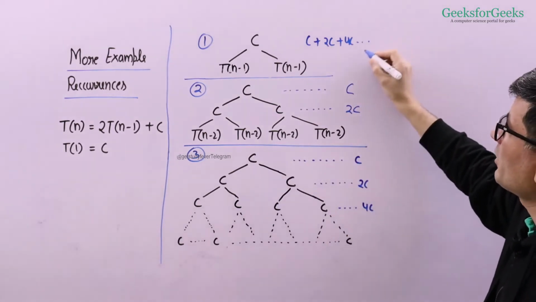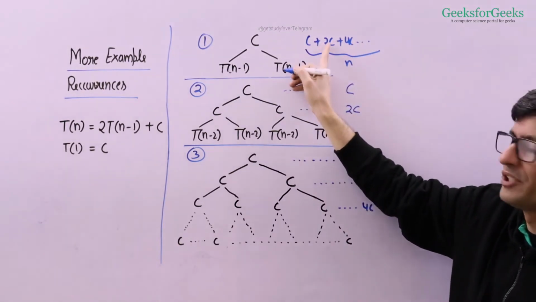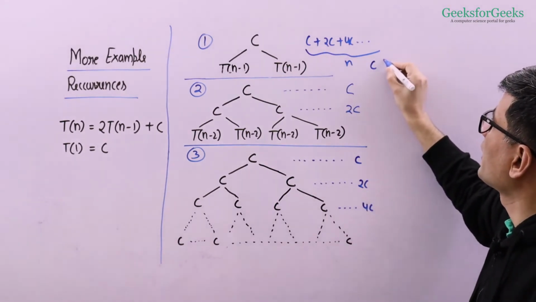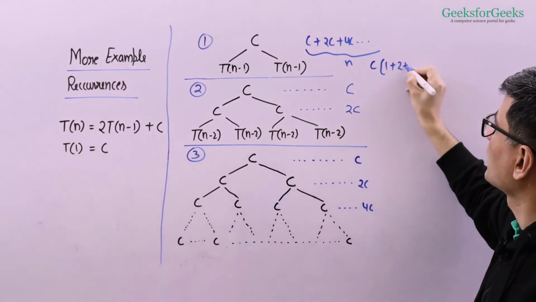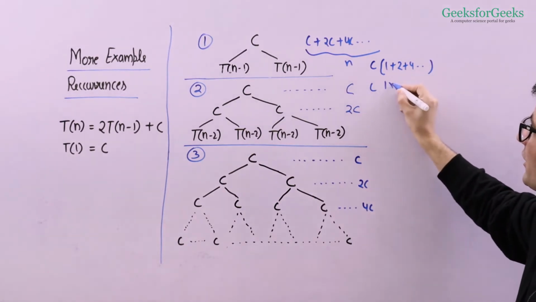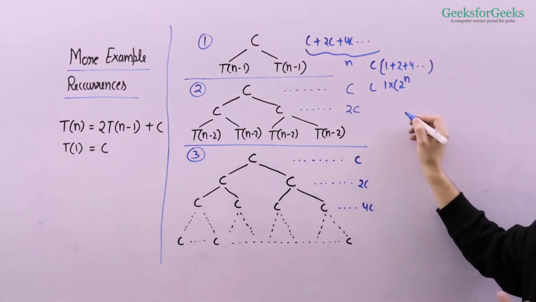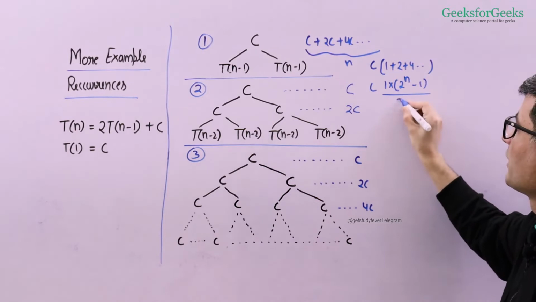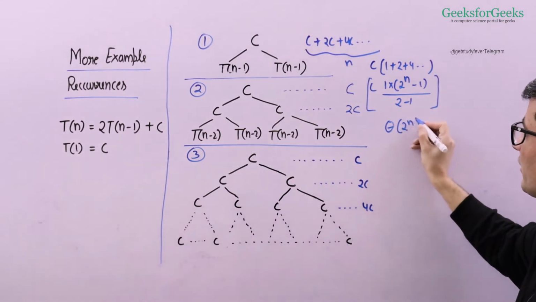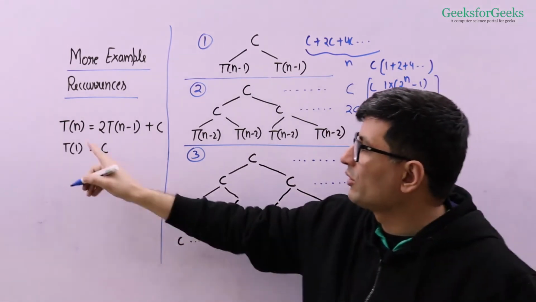So the number of terms in this series is going to be n, and it's a geometric progression clearly with a common ratio of 2. So we can simply apply the formula of geometric progression, right? We can take the c out, and we can write the series as 1 plus 2 plus 4 and so on till n terms. And the formula for the geometric series is a into r raised to the power n minus 1, divided by r minus 1. So here it is 2 raised to the power n minus 1 divided by 2 minus 1. So this is the value we get, and this is clearly theta of 2 raised to the power n, right? Rest of the things are constant, and that's the value of this expression, and that's the value of Tn.